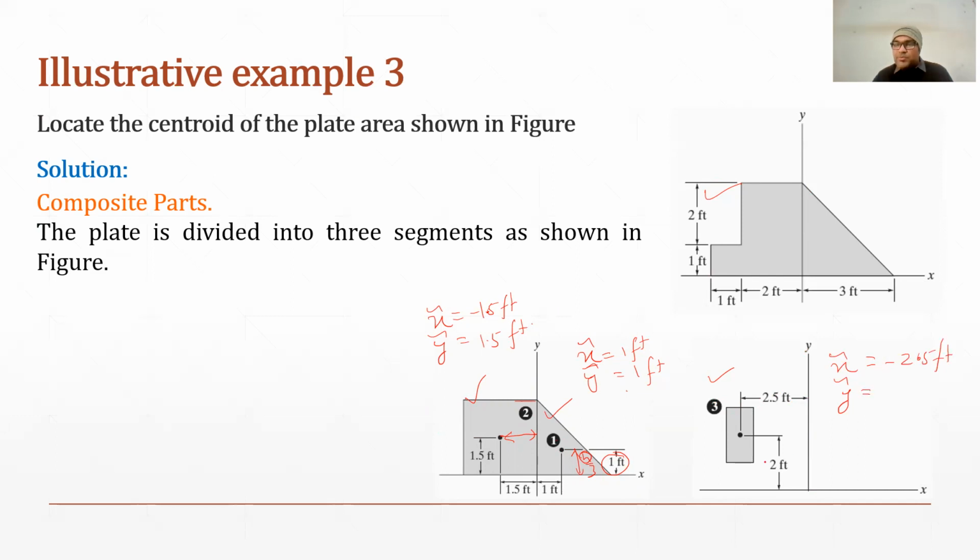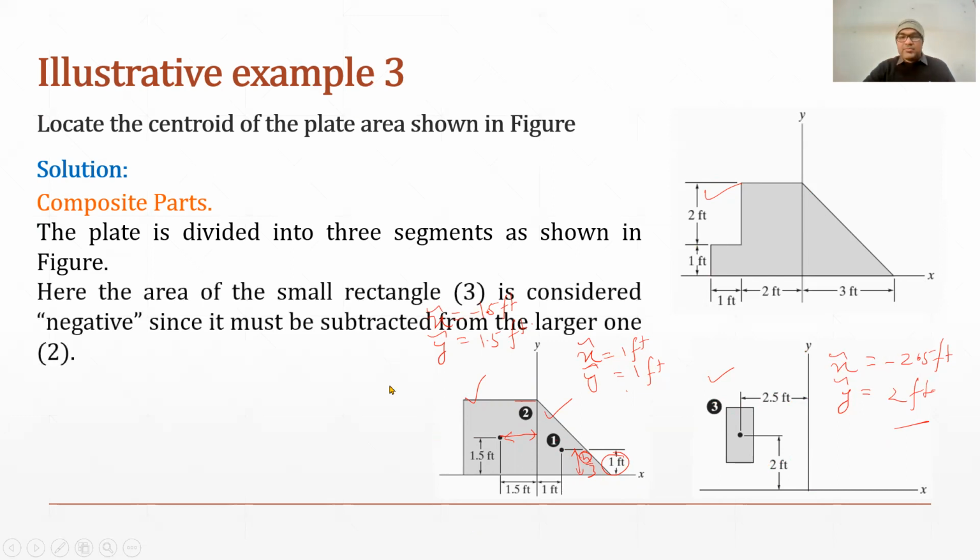Similarly, y approx will be positive 2 feet. So we have found the moment arms also, and our next thing is to find out area also. So area of figure 1, area of figure 2, and area of figure 3, we also need to calculate. Area of figure 3, because you can see it is the cutout, it will be treated as negative area. So I have tabulated all these values on the next slide.